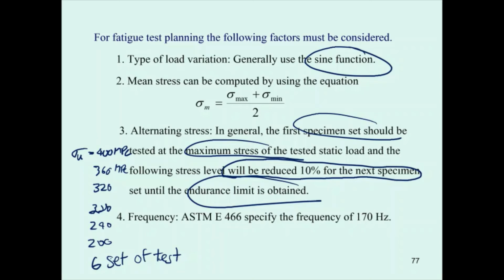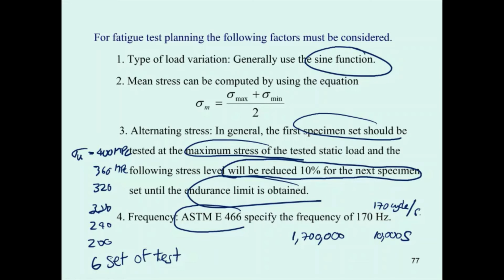And the frequency of the test, the ASTM E466 set, is going to be 170 Hertz. That is going to be 170 cycles per second. If you're going to test for 1.7 million times, you're going to test it for 10,000 seconds, and that is going to test for what?